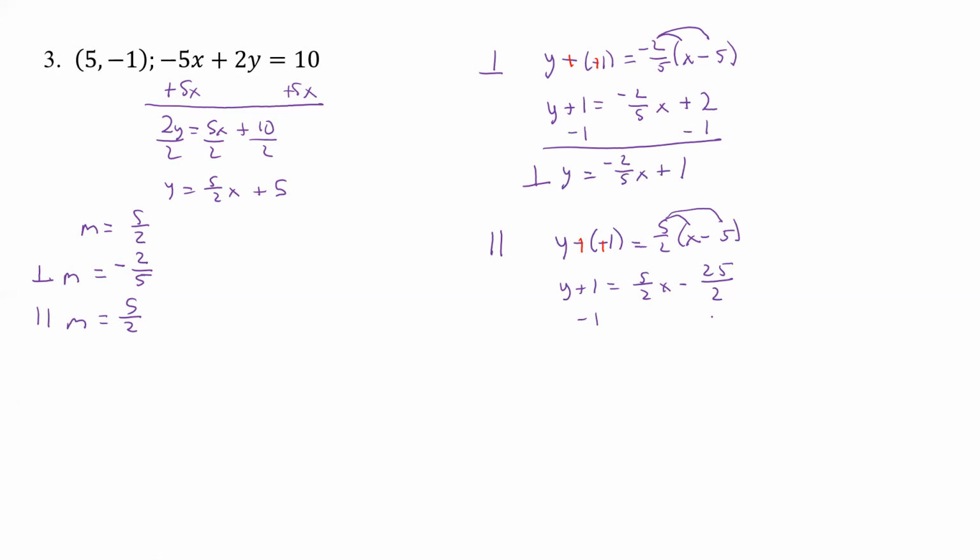Okay, now I subtract 1. y equals 5 halves x. Now this one we have to multiply by 2 over 2, so we have negative 27 over 2 for our answer there. And that's going to be for the parallel line. And again, our slopes here are the same for parallel, and it's a negative reciprocal for our perpendicular.